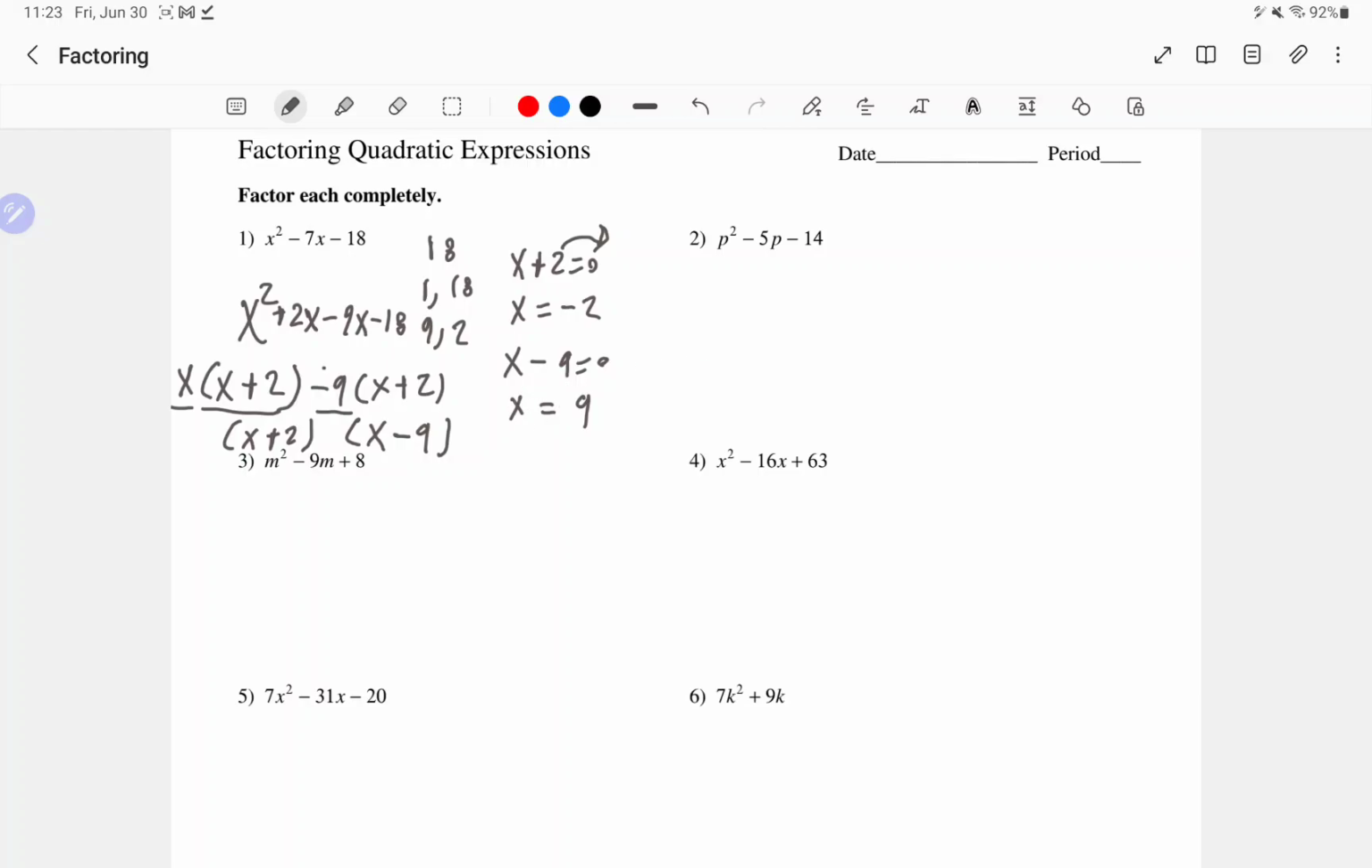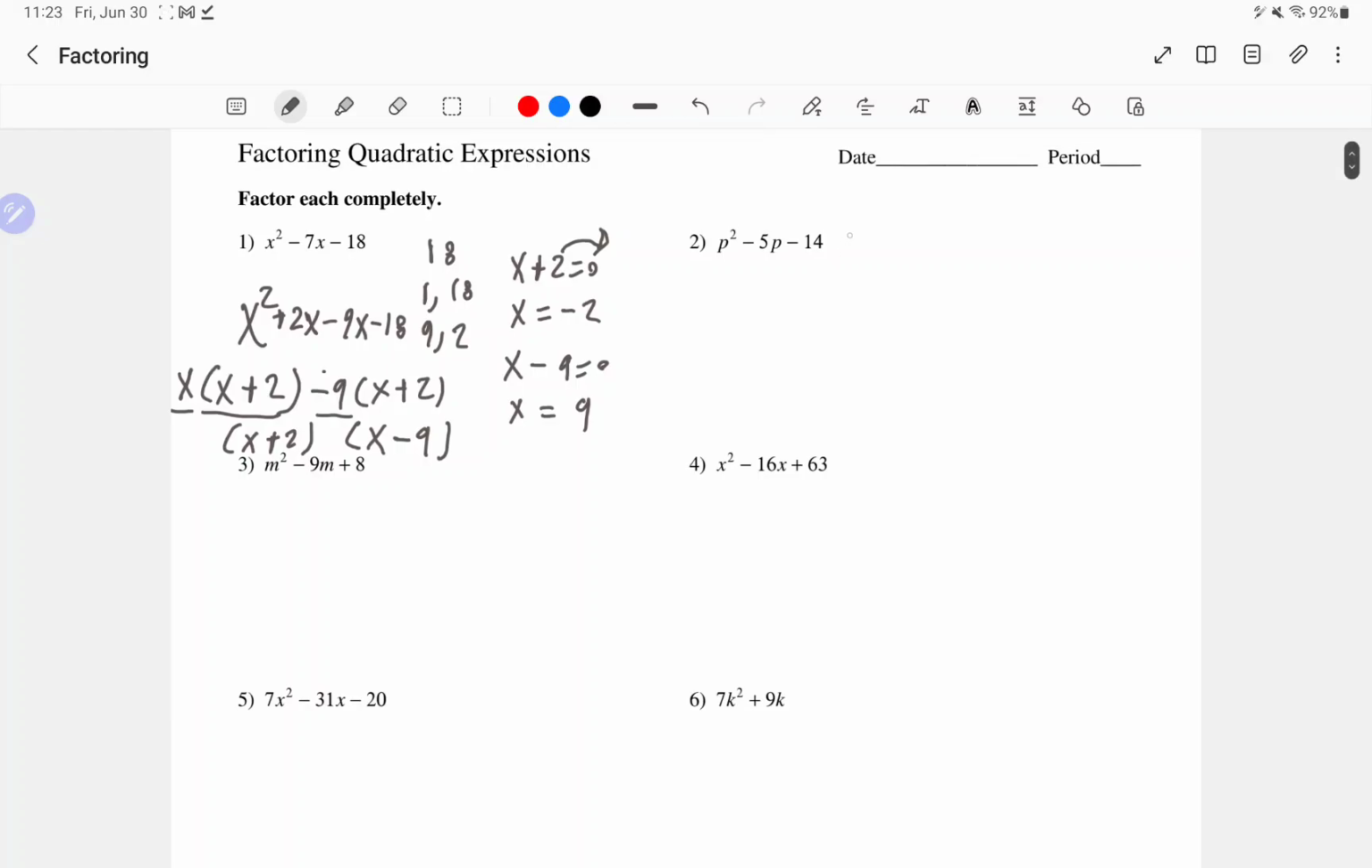All right, let's go on to the next one, which is this one. Here we look back at the AC method and track back our steps. We take 14, the end term, and see the factors of 14. We have 1 and 14, and then we have 7 and 2. Now, 7 minus 2 is 5, so that checks out.